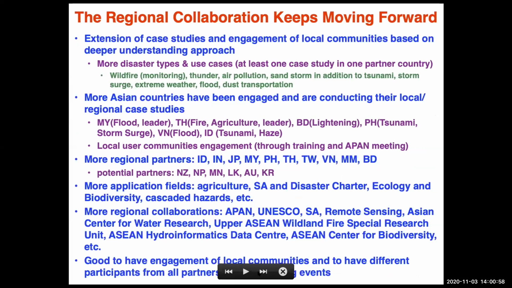The regional collaboration on disaster mitigation keeps moving on with more case studies, more partners, new types of hazards, more application fields, and of course, more IT technologies. We also have more regional collaboration from different institutes and organizations, for example from UNESCO, Sentinel Asia, the remote sensing community, and ASEAN communities. Next slide, please.